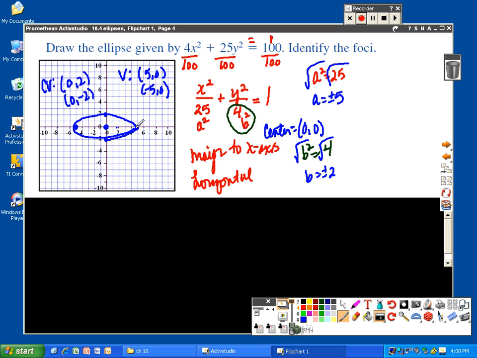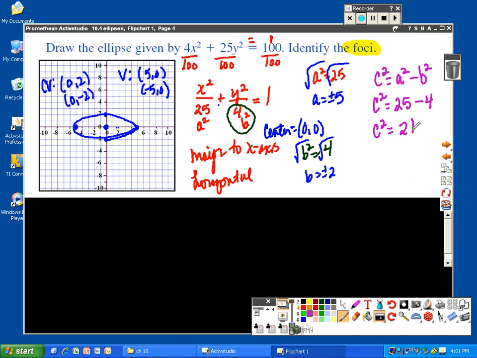Now the only thing missing are my foci. So remember, since I added here, I am going to subtract to find my foci. So c squared will equal a squared minus b squared. C is the distance to the focus. So we want to keep that, c squared. A squared was 25, minus b squared. B squared was 4. So c squared equals 21.